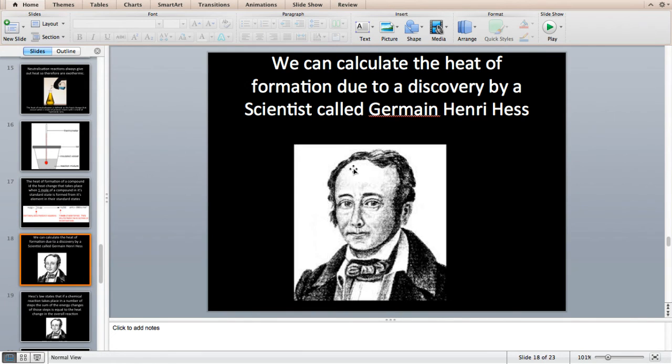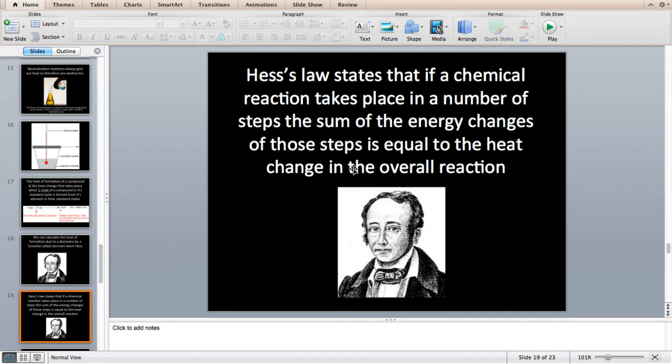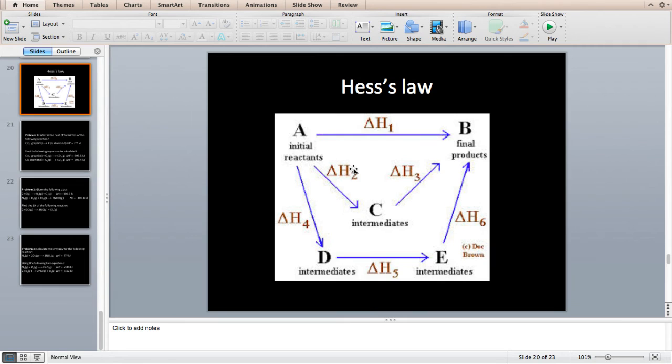We can calculate the heat of formation due to the discovery of a scientist called Germain Henri Hess. So this is Hess's law. Now, Hess's law, girls, states that if a chemical reaction takes place in a number of steps, the sum of the energy changes of those steps is equal to the heat change of the overall reaction. Now, this is not as scary as it sounds. I'm going to do a number of Hess's law maths questions for you, so you'll see that it's actually quite easy. So this just demonstrates here that even if you have something happening over a number of different steps, it should add up to the heat change that occurs, even if it occurs in 1 step.